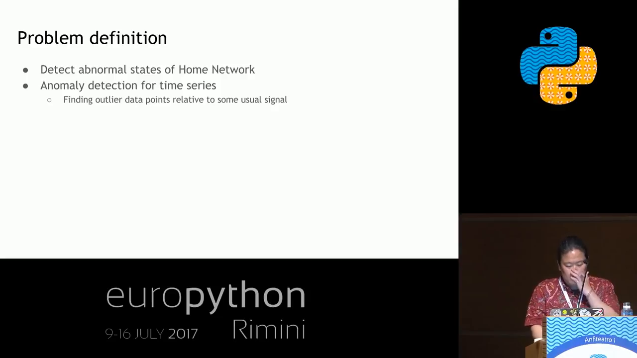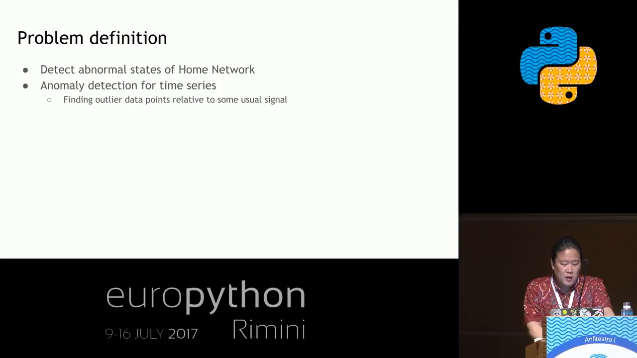Before we go deeper, let's generalize the problem and consider what we should care about. The problem is detecting anomalous states of a home network. In a more general way, we can say anomaly detection for time series. So what is time series? Time series data is a set of observations of a value at different times, and such observations have to be collected at regular time intervals.